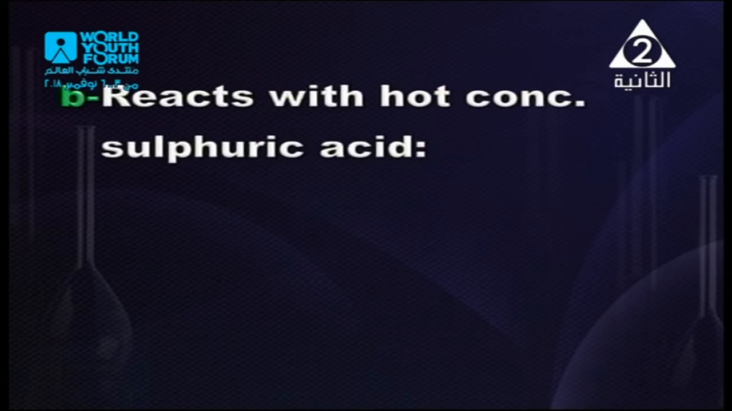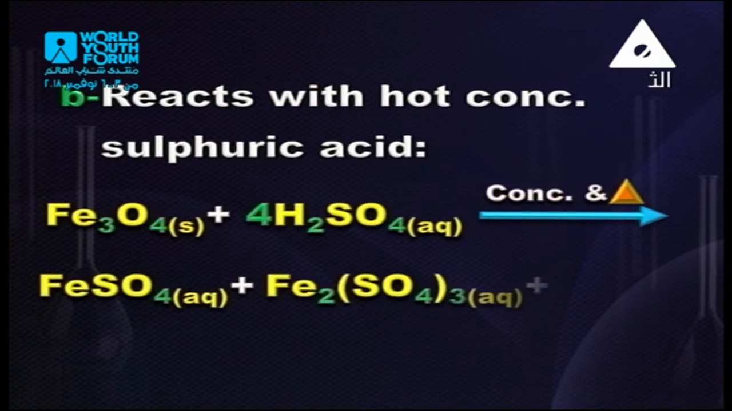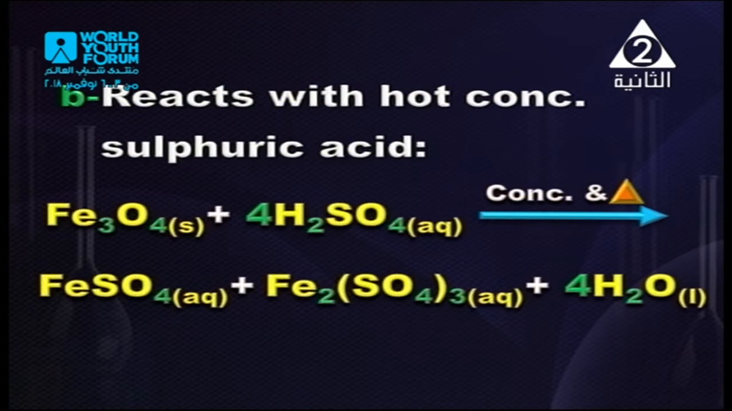It gives iron 2 chloride and iron 3 chloride, and water is produced. And also when it reacts with hot concentrated sulfuric acid, it gives iron 2 sulfate and iron 3 sulfate, and water is produced also. So the reaction of magnetic iron oxide with either hydrochloric acid or sulfuric acid proves that magnetic iron oxide is a mixed oxide. Why? Because it gives iron 2 salt and iron 3 salt at the same time.